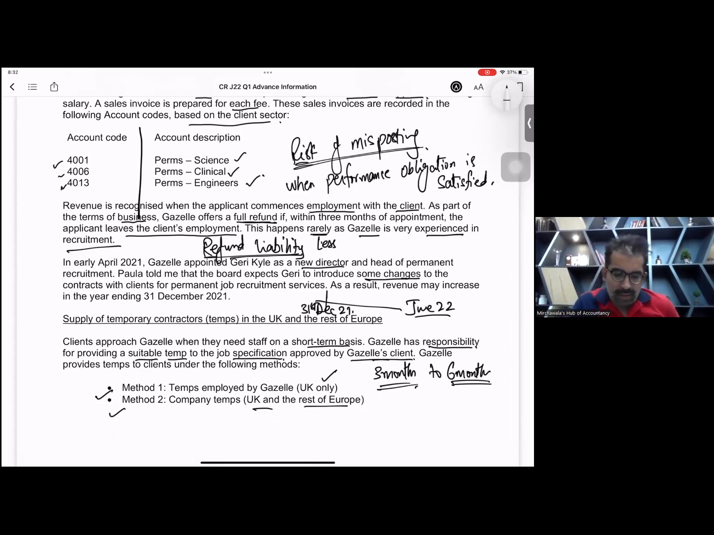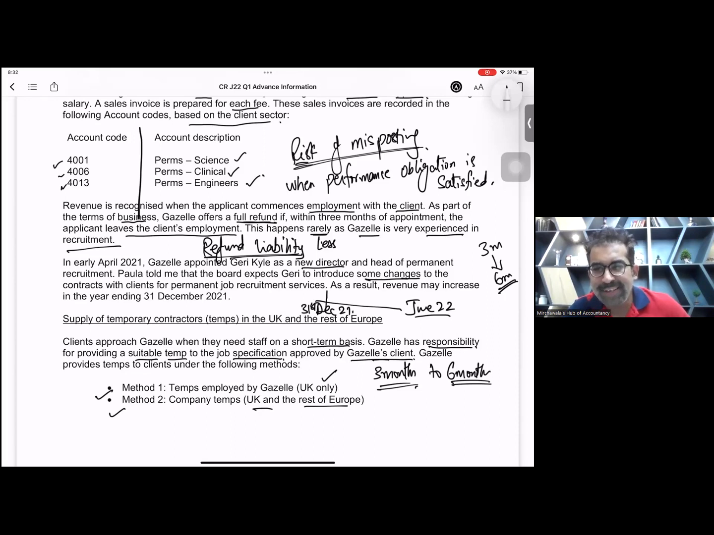Now, in that case, students, look at me. Some changes are going to be introduced. So now in the exam, they might give you this question. I just told you about the change. That refund was 3 months. If the permanent employees leave within 3 months, then we need to refund. So what if they change the period to 6 months? So yes, there is a possibility.